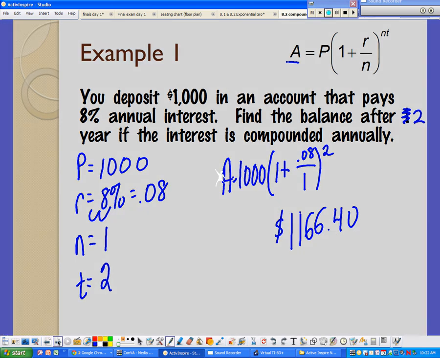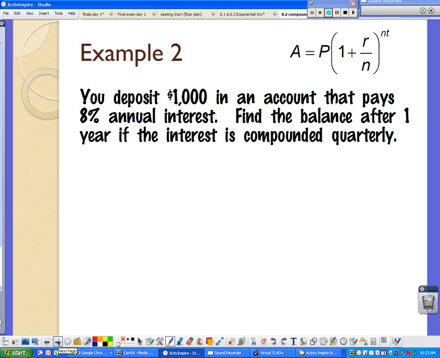Okay? So let's take a look at another example. It's actually the same example, but this time they're going to compound it. And let's change this to 2 years, because I'm going to show you what happens the more we compound it. You deposit $1,000 in an account that pays 8% annual interest. Find the balance after 2 years if the interest is compounded quarterly. So there's one of those key words. And if you remember, quarterly means 4.